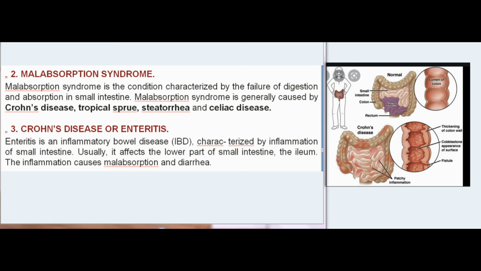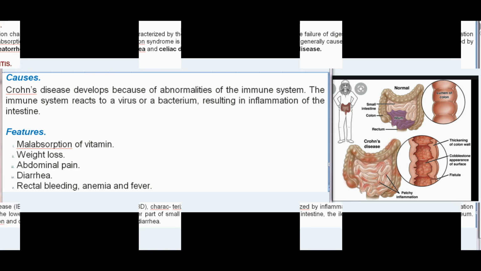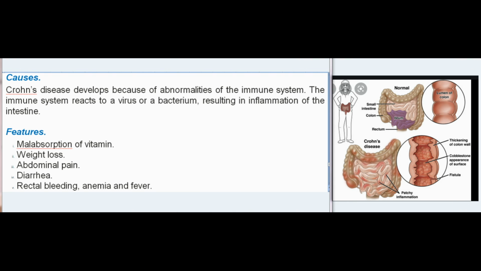3. Crohn's disease or enteritis. Enteritis is an inflammatory bowel disease, IBD, characterized by inflammation of small intestine. Usually, it affects the lower part of small intestine, the ileum. The inflammation causes malabsorption and diarrhea. Causes. Crohn's disease develops because of abnormalities of the immune system. The immune system reacts to a virus or a bacterium, resulting in inflammation of the intestine.